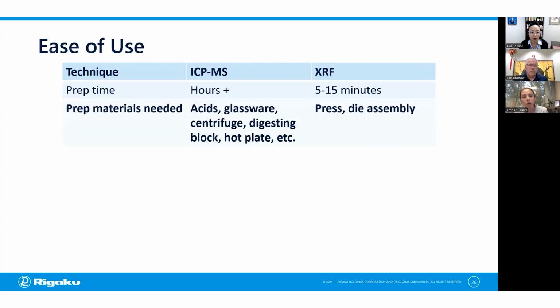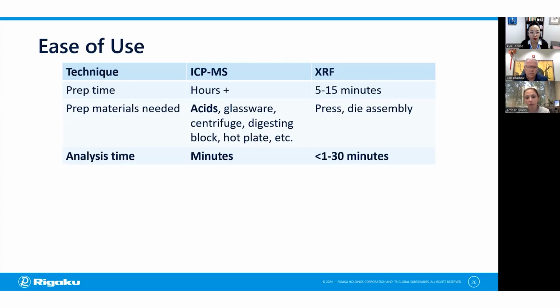Another reason is the prep materials that are needed. In the case of ICP, you commonly are going to need acids, glassware, your centrifuge, anything to digest, your hot plate. For XRF, we're not having to worry about anything hazardous in this case. It's just going to be a press and a die assembly in the case of pressed pellets.